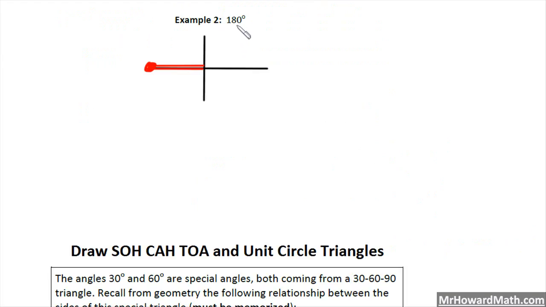Okay, example 2. 180 degrees. So I've gone ahead and drawn that 180 degrees in standard position, and we'll label the point. It would be negative 1 comma 0. So x is negative 1, y is 0, and r is 1 because we're using a radius of 1 here, that distance. So identify the three major trig functions.